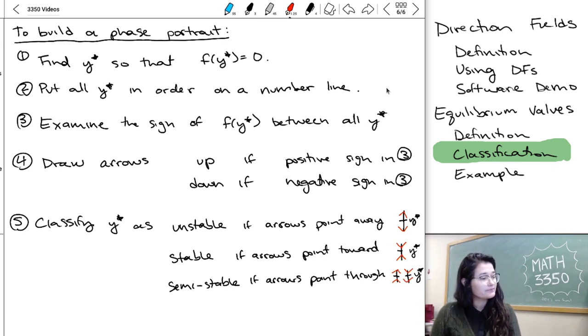I'm going to go ahead and pause here, and then in the next video we'll actually do an example where you can see how this works. But those are the overall steps that we'll follow.